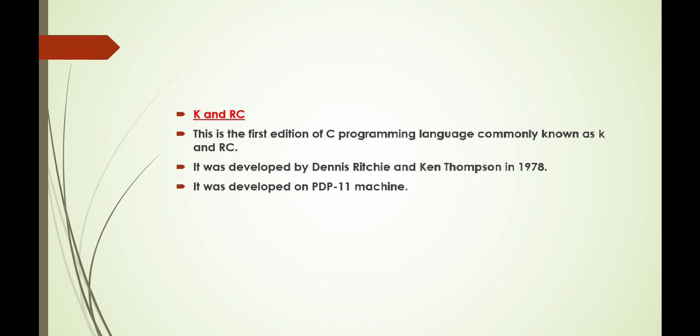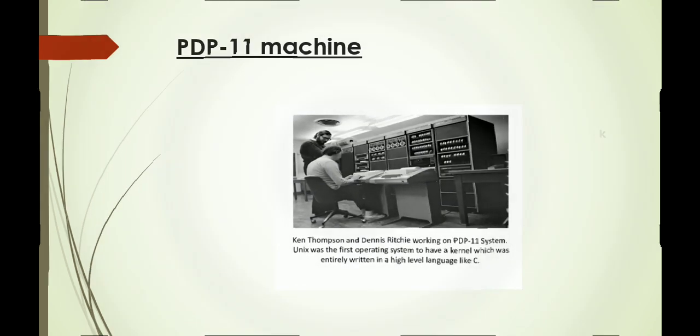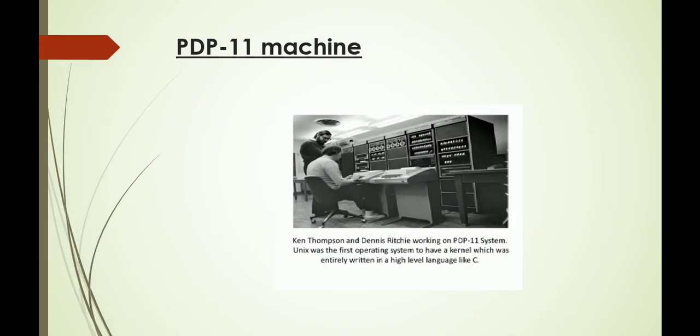K&R C. This is the first edition of the C programming language, commonly known as K&R C. It was developed by Dennis Ritchie and Ken Thompson in 1978 on the PDP-11 machine. This is the PDP-11 machine. Ken Thompson and Dennis Ritchie are working on the PDP-11 machine. Unix was the first operating system to have a kernel written entirely in a high-level language like C.